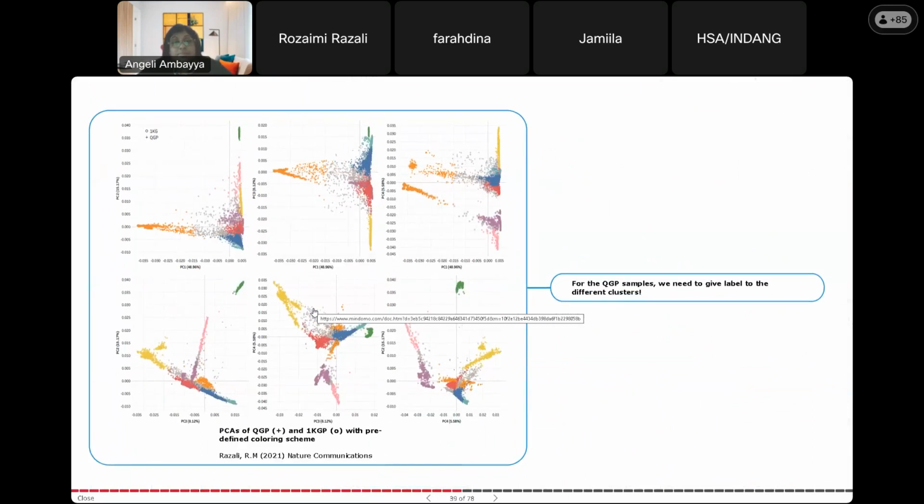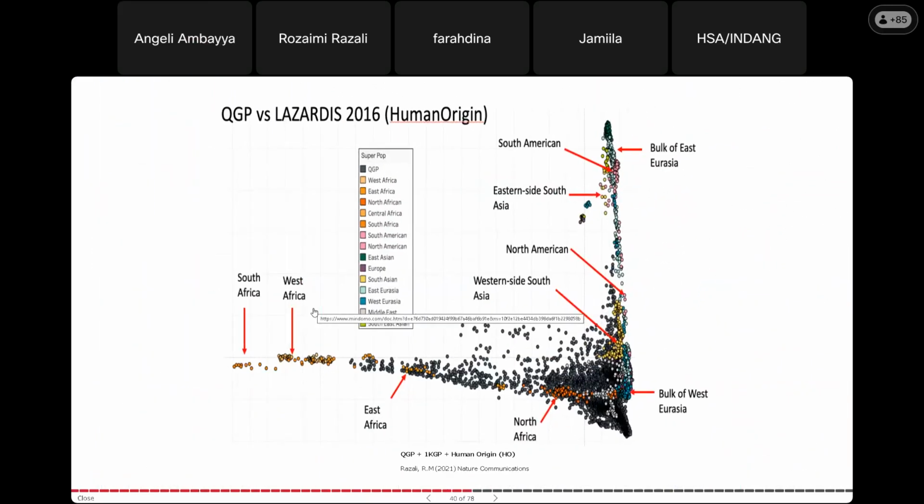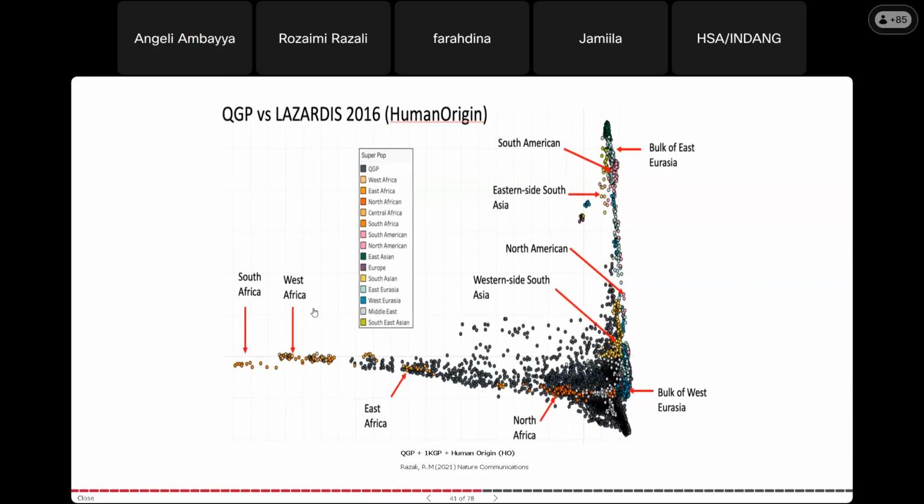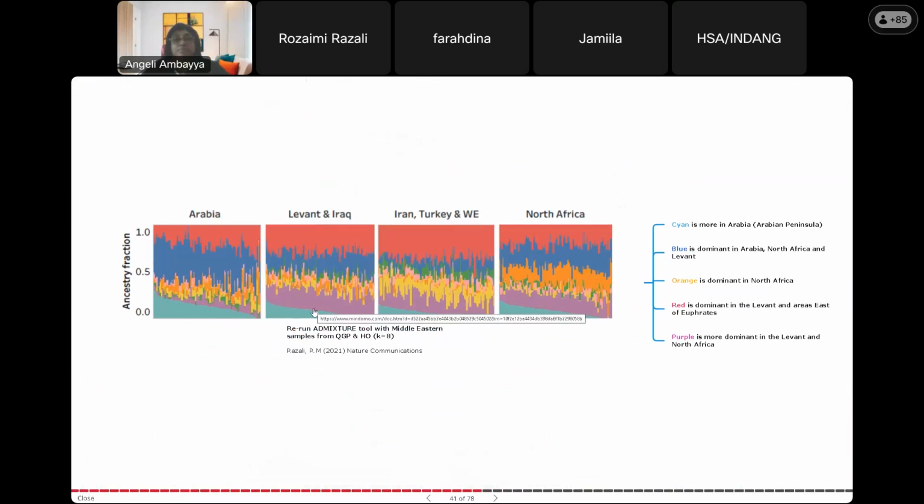So what we did was overlay our population with other world populations beyond the 1,000 Genomes. When we overlay our population with other world populations, we can now see there is an overlap with some parts of the world population. The cyan has been seen in a small amount, and it is predominantly in the Arabian Peninsula, in the Gulf, in Jazirat al-Arab.